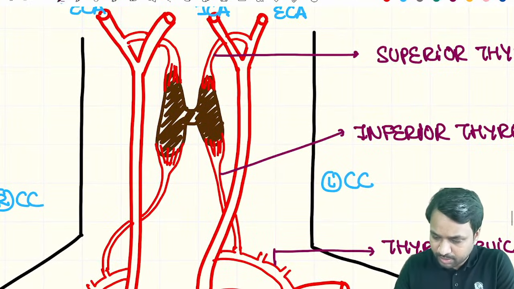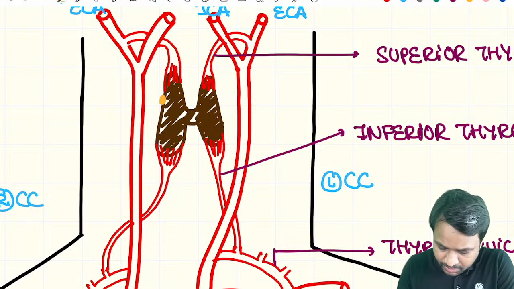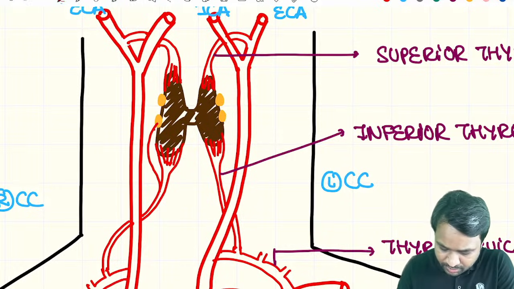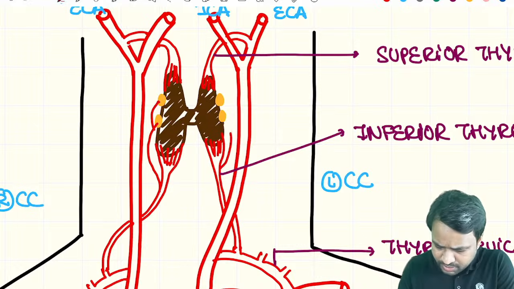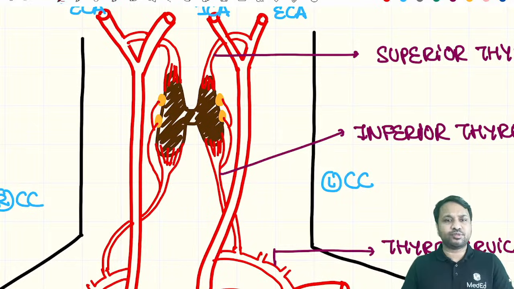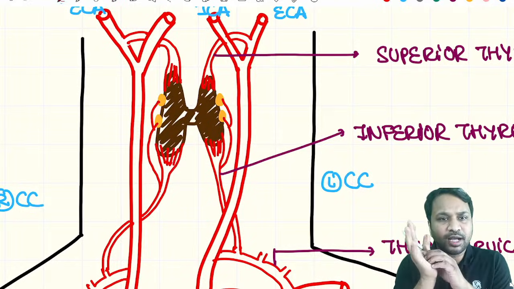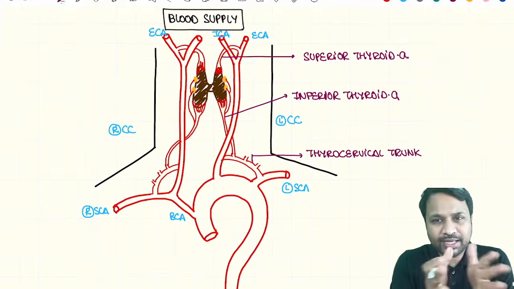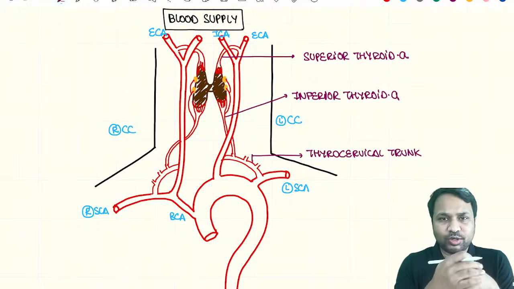Now, an interesting thing about this is you will notice that there's a paired gland on the posterior surface of the thyroid gland. These are your parathyroid glands. The blood supply to the parathyroid gland is derived from the inferior thyroid artery. I'm not saying always, but you'll find 80% of the supply comes from the inferior thyroid artery, right?